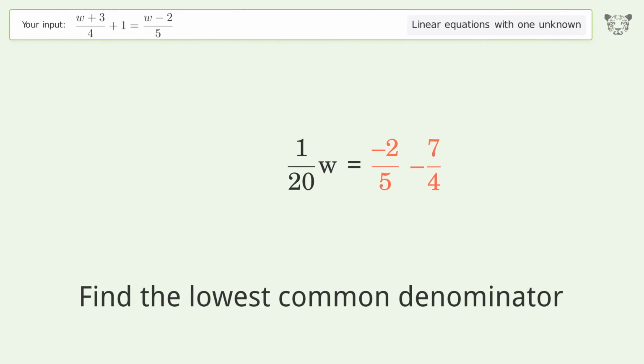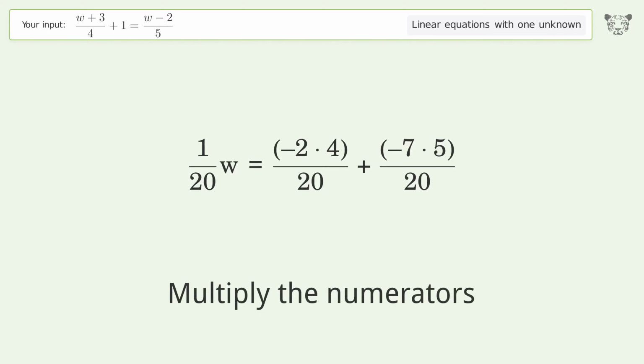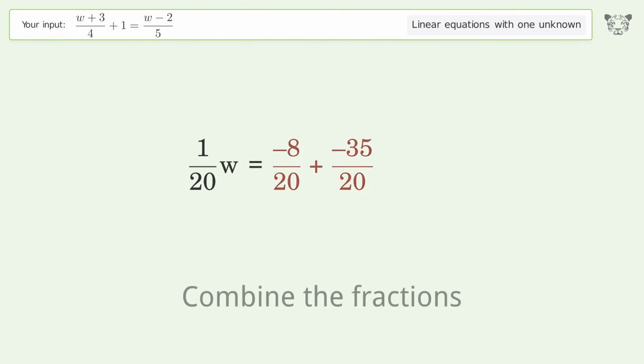Find the lowest common denominator. Multiply the denominators. Multiply the numerators. Combine the fractions. Combine the numerators. Isolate the w. Multiply both sides by inverse fraction 20/1.